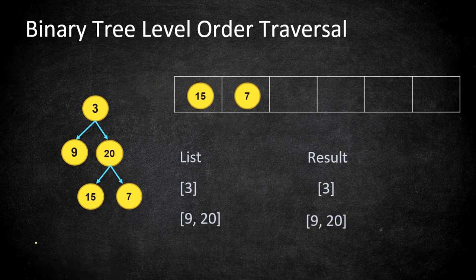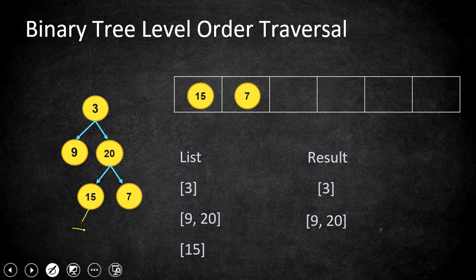So now first explore the top element in our queue, which is 15. So time to add 15 to our list. Once that is added, we are going to explore its children. 15 doesn't have any children, so we don't have anything left to add to our queue. So 15's job is done. So time to remove 15, and we have only 7 left in our queue.